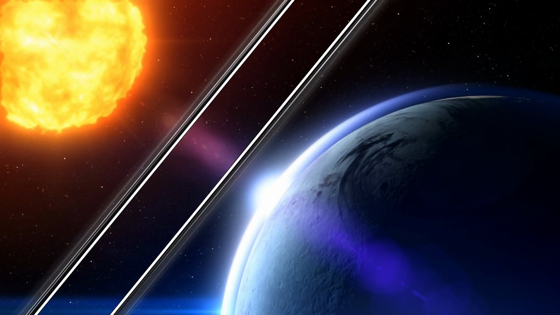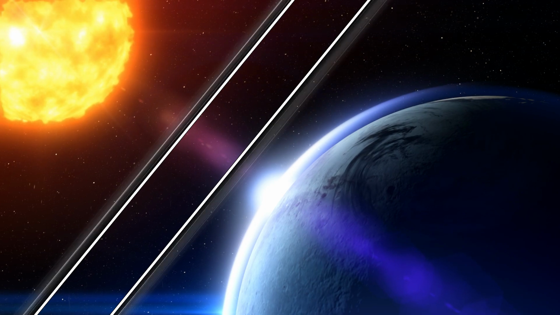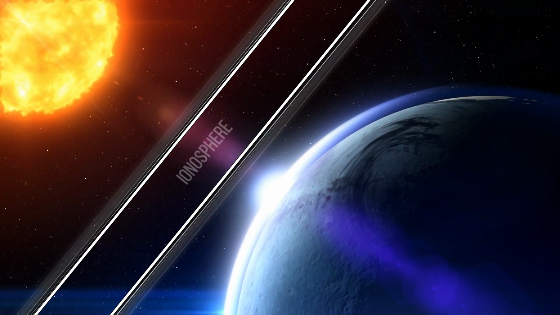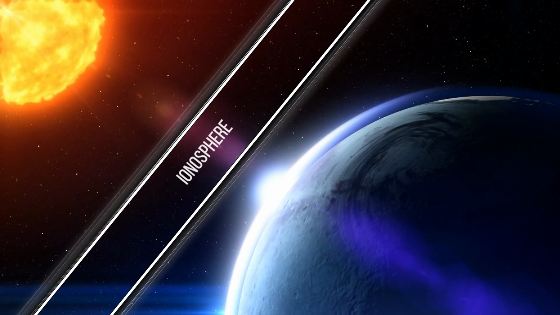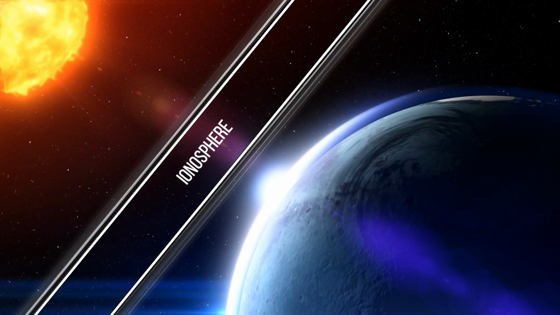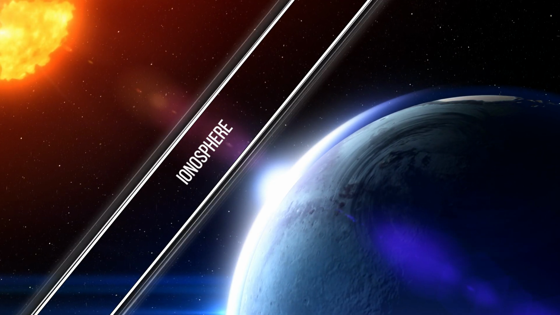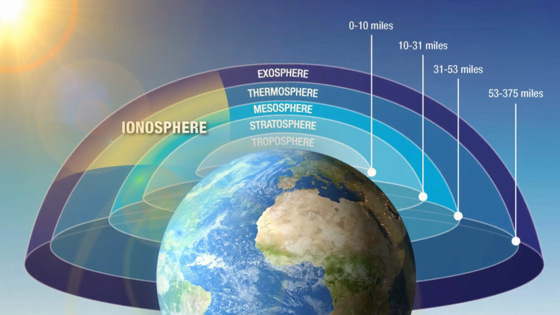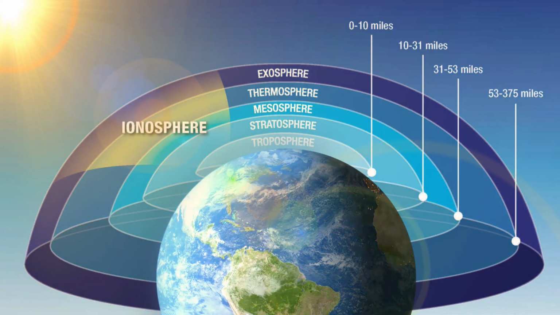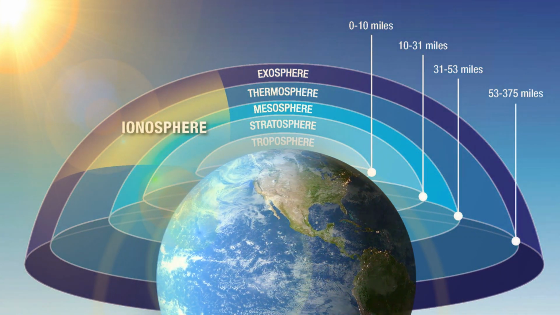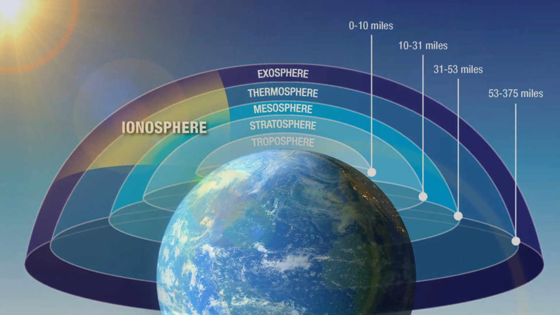This is what happens in the upper layers of Earth's atmosphere. When ultraviolet radiation from the sun hits the atmosphere, it ionizes the gases, creating a layer called the ionosphere. This plasma layer plays a crucial role in reflecting radio waves and allowing long-distance communication on Earth.